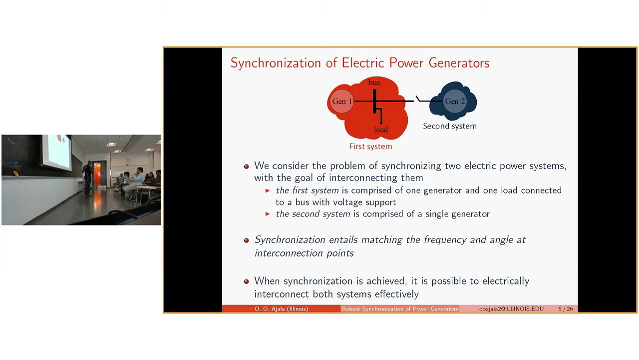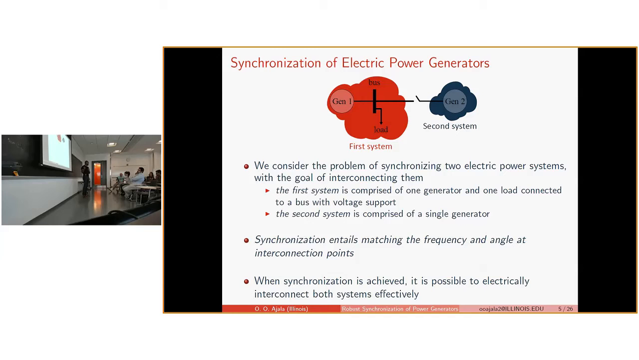And in the context of this work, we'll be looking at the following problem. We're trying to synchronize electric power generators of this form. We consider the problem of synchronizing two electric power systems. You can think of this as a microgrid with the goal of interconnecting them. The first system we'll be looking at is comprised of one generator and one load connected to a bus with voltage support. And the second system is comprised of a single generator.